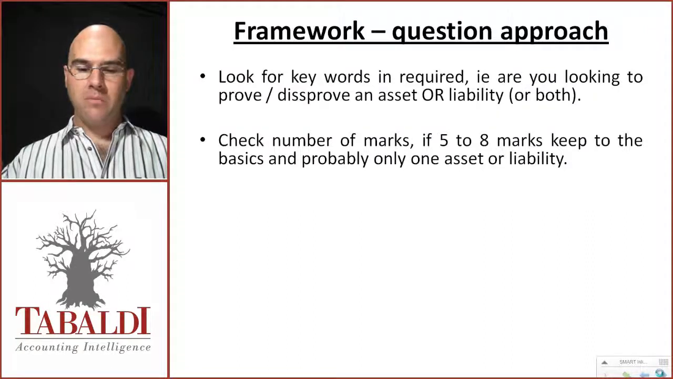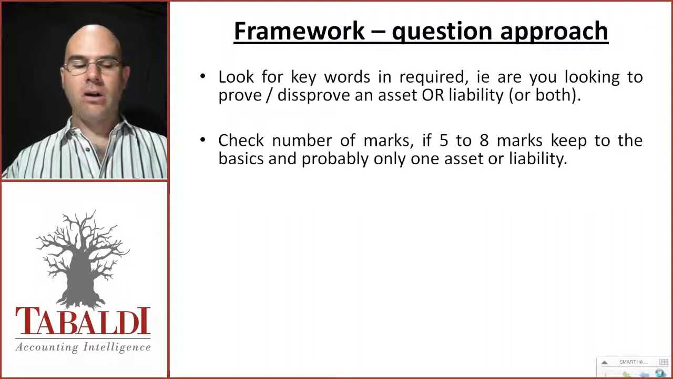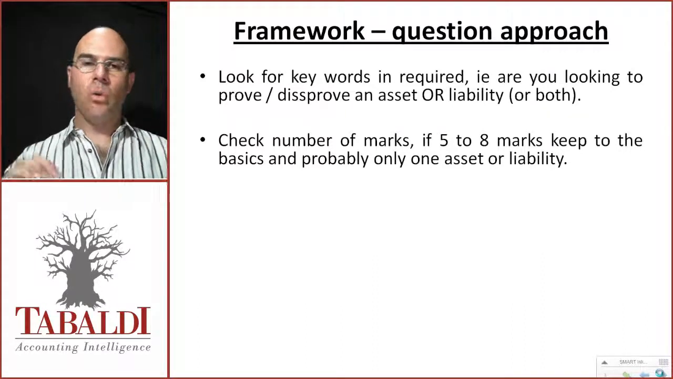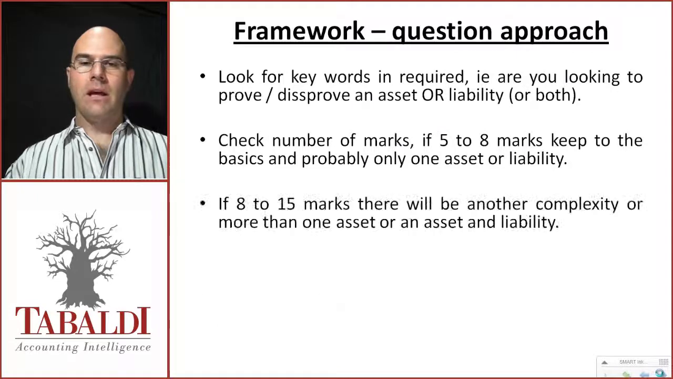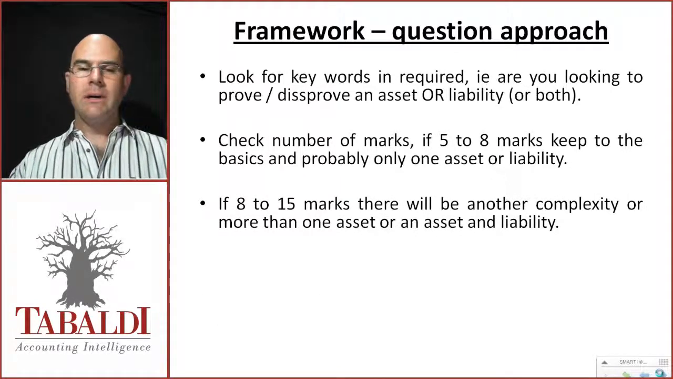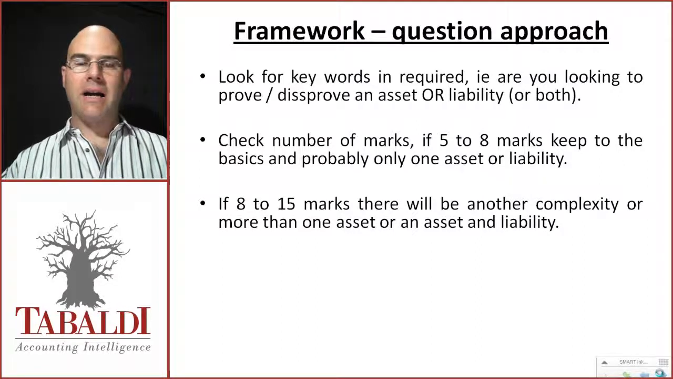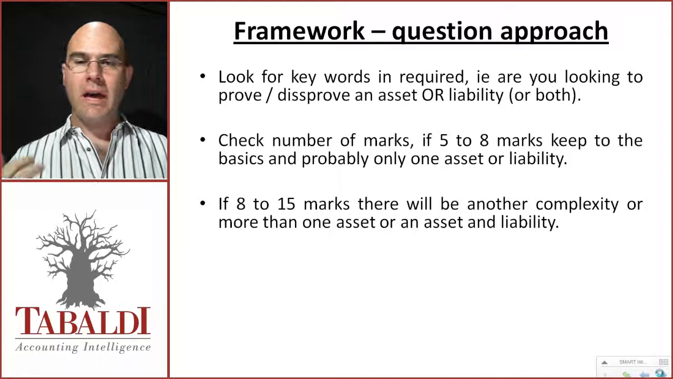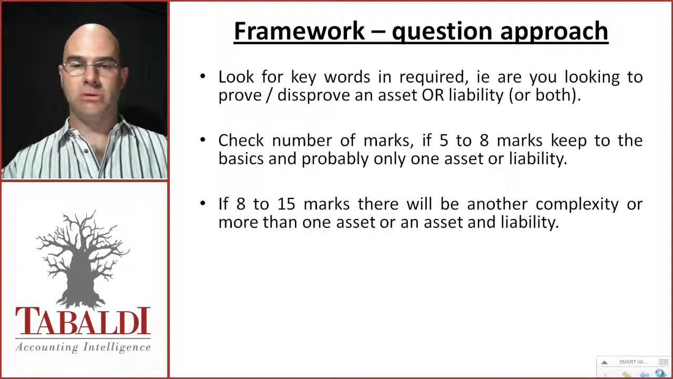So check the number of marks at a CTA or honors level. If it's 5 to 8 marks, keep to the basics, and you're probably only dealing with one asset or one liability. If there are 8 to 15 marks per the required, there will definitely be another complexity, something either outside of the framework, or alternatively there will be 2 assets, or an asset and a liability, or 2 liabilities.